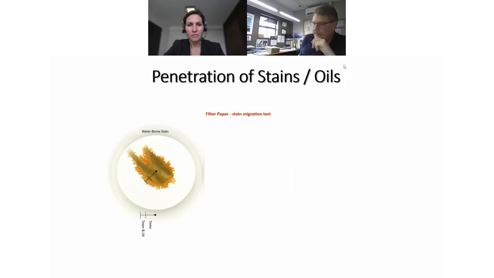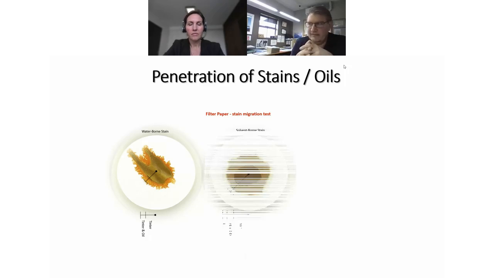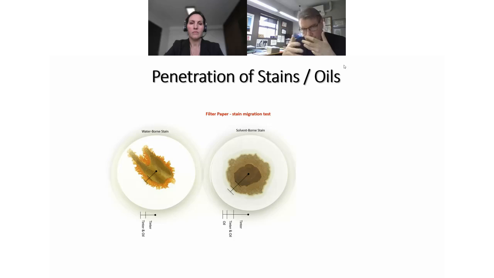Now, if we compare that to the next picture, which is technically the same color, but because it's oil-based versus the one on the left that's water-based, the light refracts differently within the oil, and it looks a darker color, but technically they're the same color.